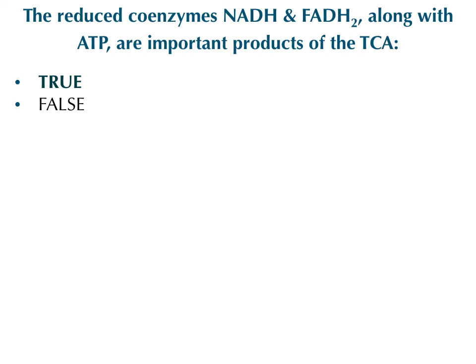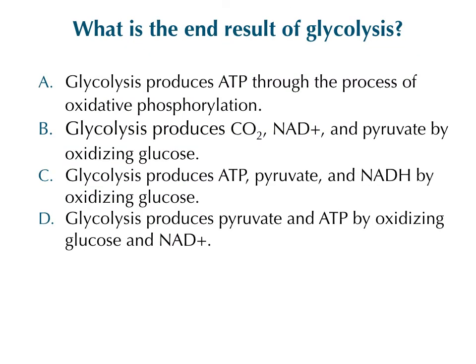Okay, let's look at what the end of glycolysis result is on the next slide. So what is the end result of glycolysis? Well, remember, we made pyruvate, we made 2 ATP, and we also reduced some NAD plus to NADH. So our answer is C. The answer is C. Glycolysis produces ATP, pyruvate, and the reduced coenzyme NADH when it oxidizes glucose.